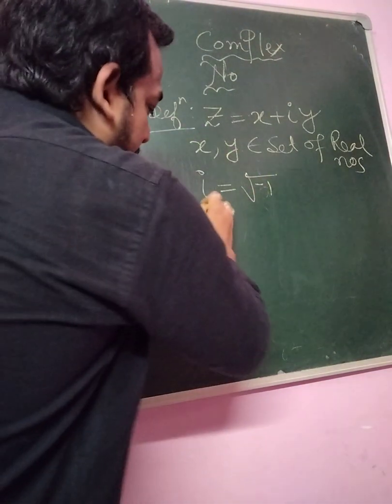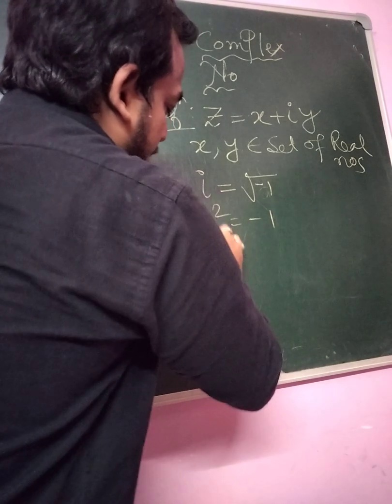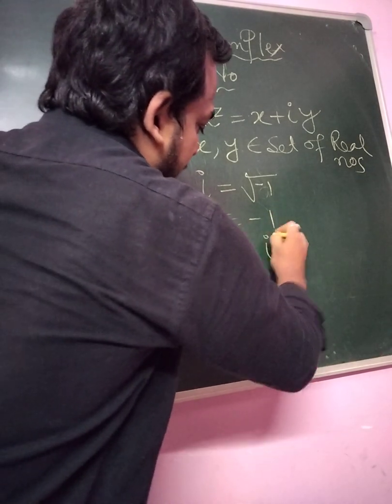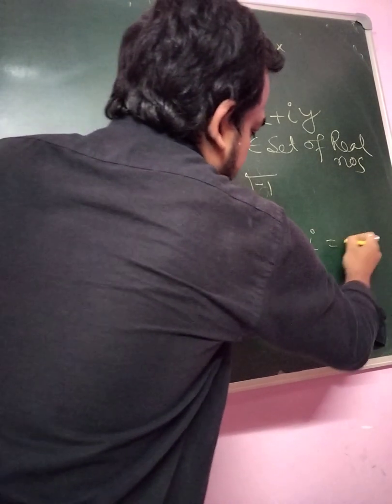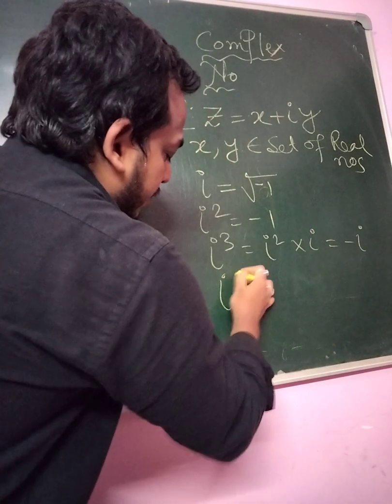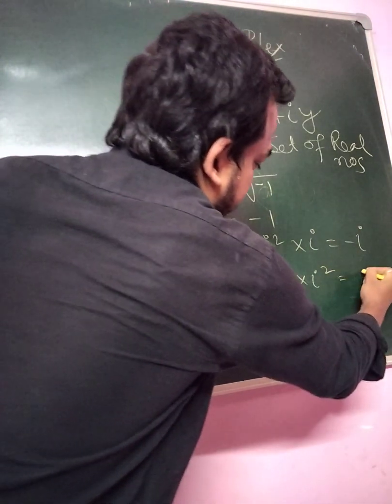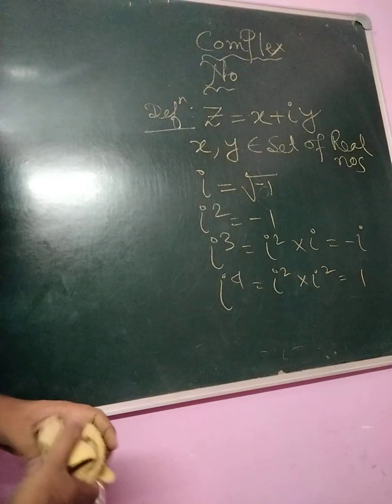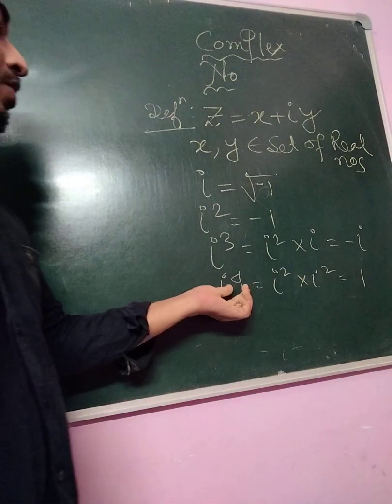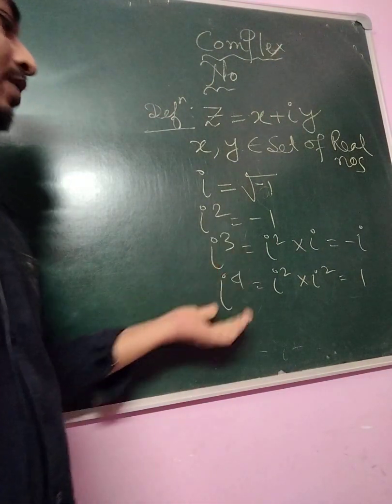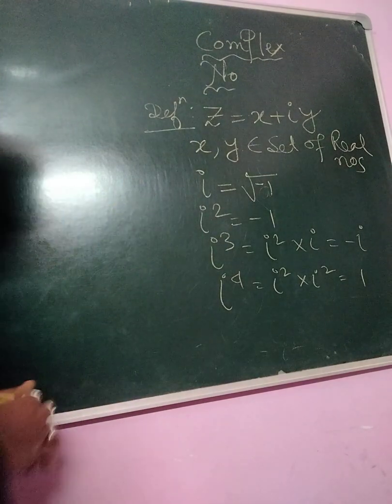So what is the value of i square? That is again -1. What is i cube? That is i square into i, so that means minus i. What is i to the power 4? That is i square into i square, which is 1. So if we increase the power of i, you can easily calculate the value of i.